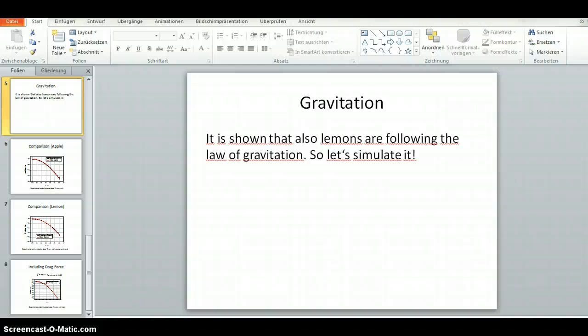As we can see, also lemons follow the law of gravity. So we can assume that every object on Earth with mass is following the law of gravity. We will simulate the apple and the lemon and include an arrow showing the gravity.